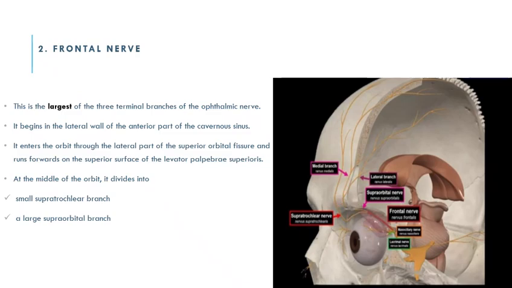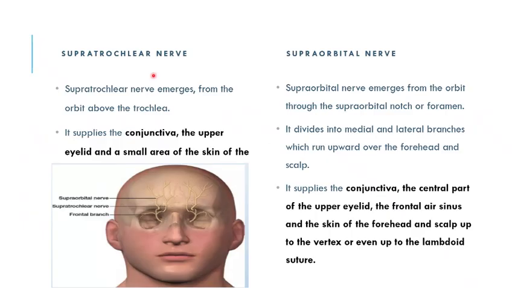Here we can see the supratrochlear nerve emerges from the orbit above the trochlea. It supplies the conjunctiva, upper eyelid, and a small area of the skin of the scalp. The supraorbital nerve emerges from the orbit through the supraorbital notch or foramen. It divides into medial and lateral branches which run upward over the forehead and scalp. It supplies the conjunctiva, central part of the upper eyelid, frontal air sinuses, and the skin of the forehead and scalp up to the vertex or even up to the lambdoid suture.